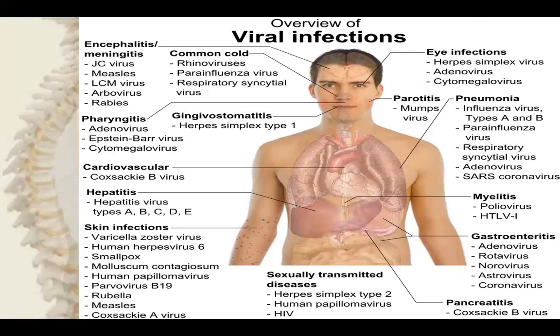Then for gingivitis, in the mouth, herpes simplex type 1. Then we go to the cardiovascular system. On the cardiac area, Coxsackie B virus acts over the cardiovascular system. Then hepatitis on the liver. The hepatitis viruses are types A, B, C, D, E. G is there also, I think, you may know. These affect the liver.